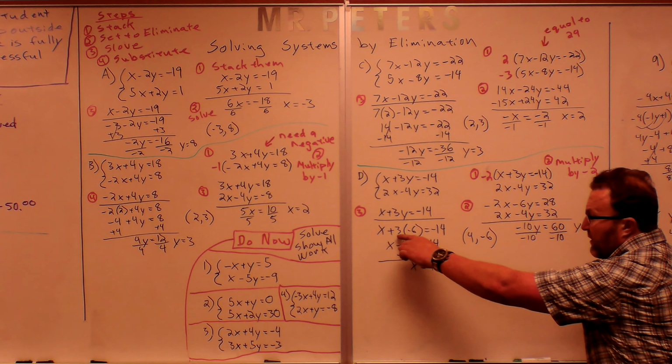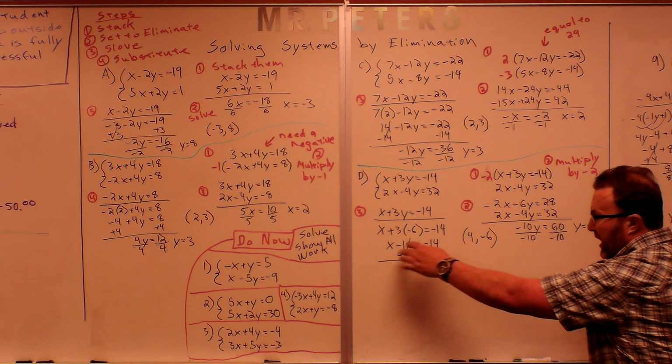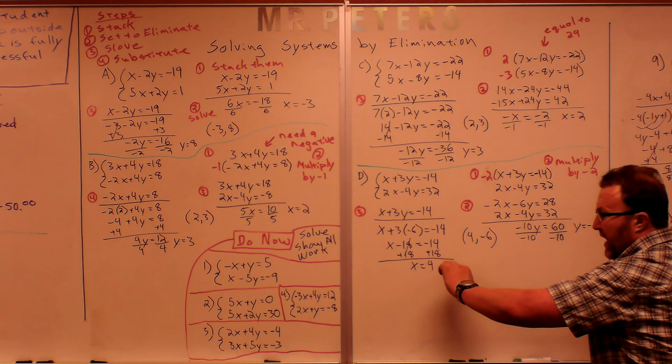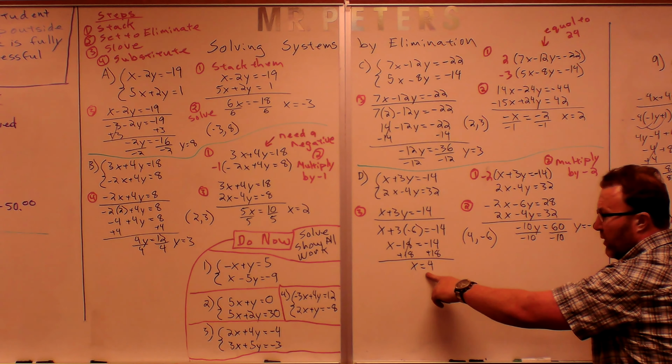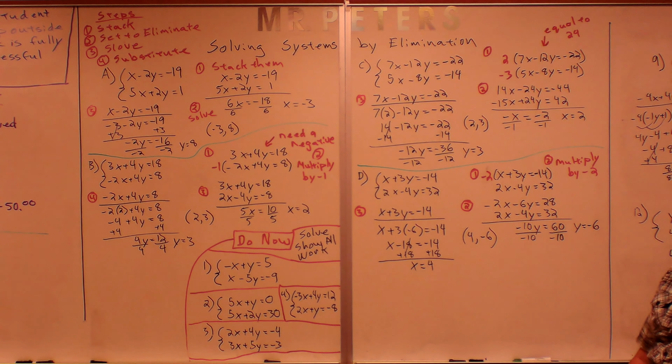So we're going to multiply these. 3 times negative 6, negative 18. Bring down the negative 14, bring down the x. Do the opposite of negative 18, add it to both sides. This is negative 14 plus 18. So it ends up being 4 equals x. Now we have our x, now we have our y.